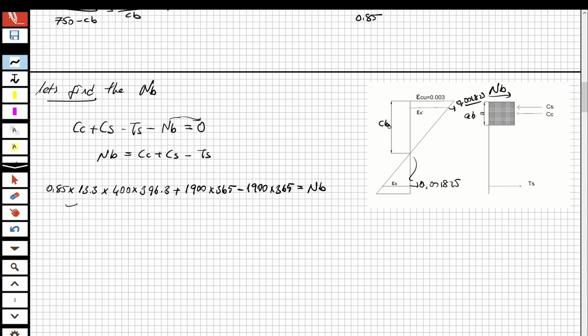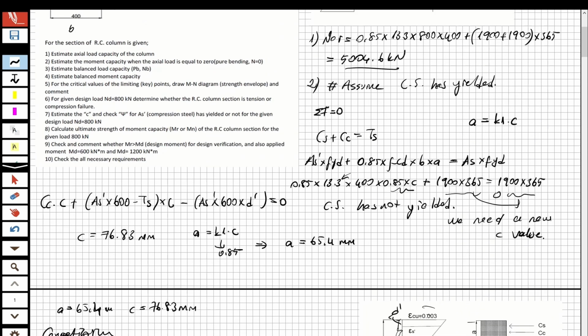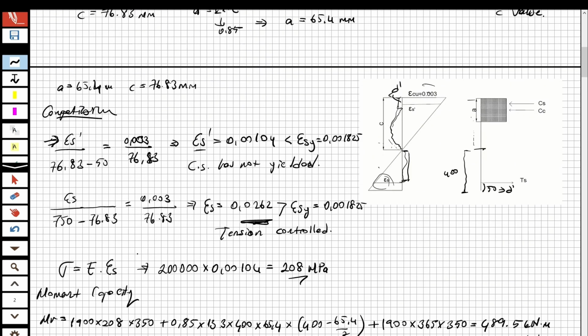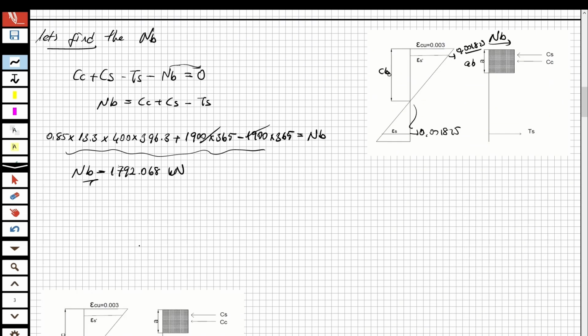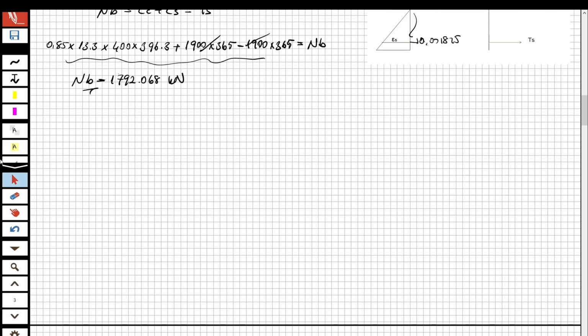So let's write here, these both will cancel each other, and we are just going to calculate this multiplication, and we are going to obtain NB equal to 1792.068 kilonewton. Now we have obtained NB. This is the balanced axial force. So let's check what is written for the next part. Estimate the balance moment capacity. So we're going to now calculate the moment capacity. One second, I'm going to delete it.